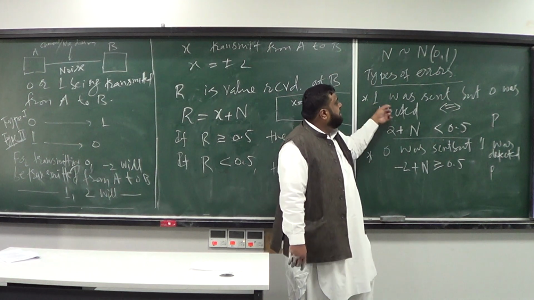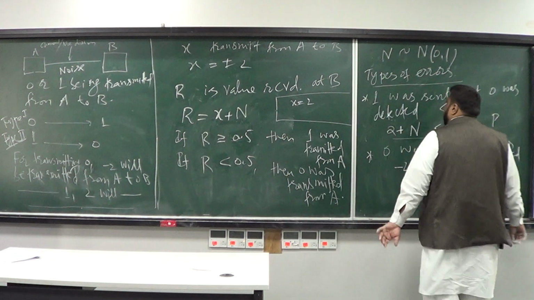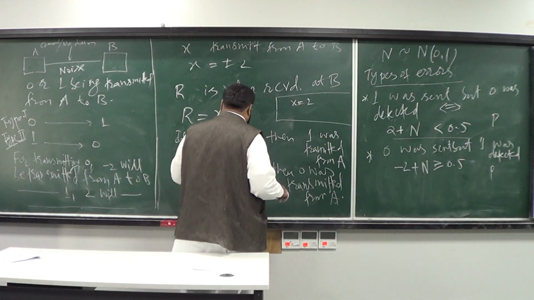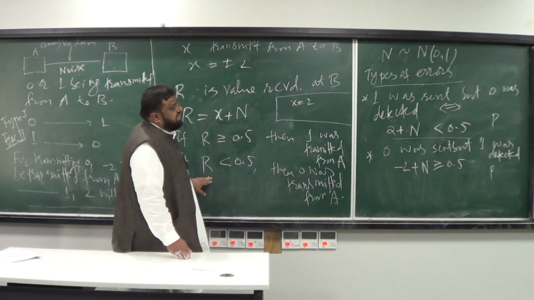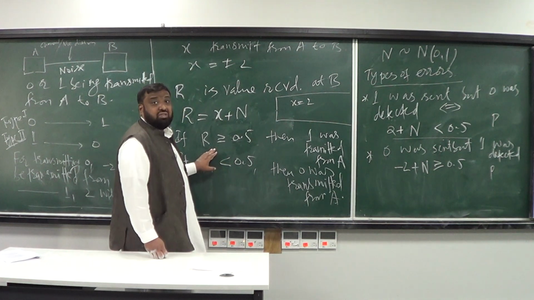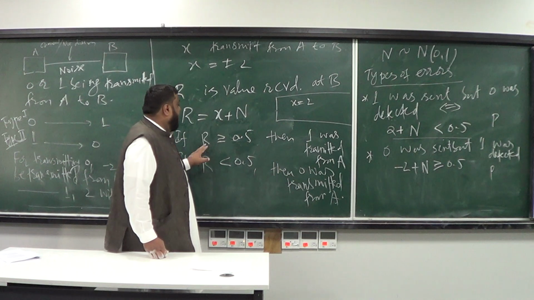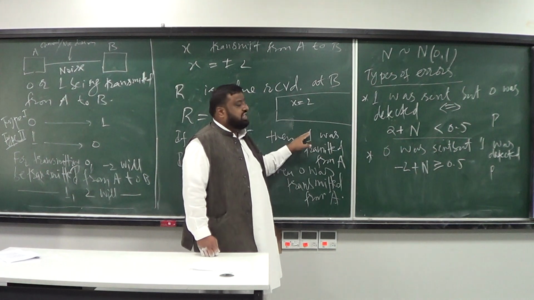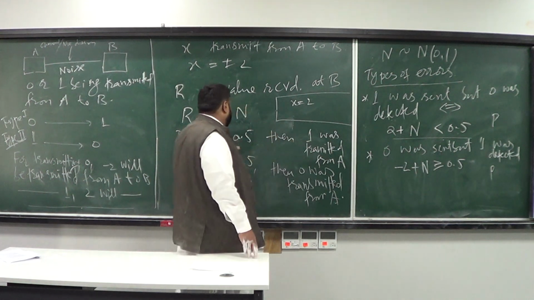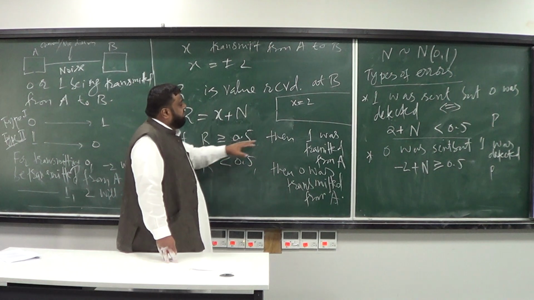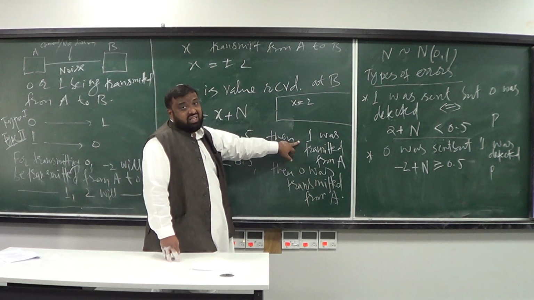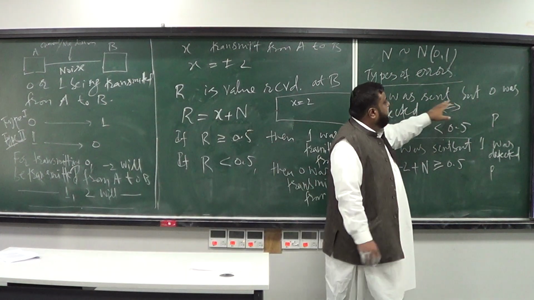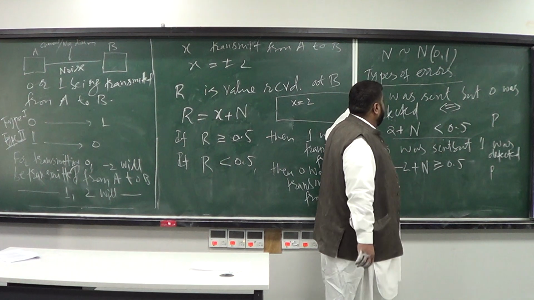Now, 1 was sent but 0 was detected. How will this happen? This will happen if the opposite of this happens. Think about it. If your R value is bigger than or equal to 0.5, we will assume that 1 was transmitted. But if this is an error, then what would be the complement of this? So you're going to say that 1 was sent but 0 was detected, so that's a type of error.